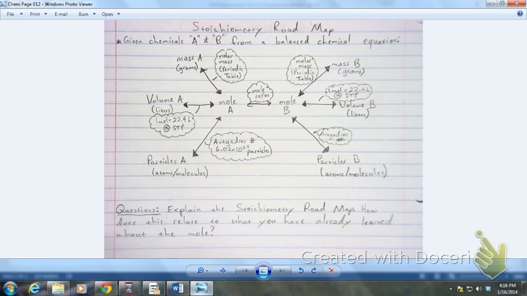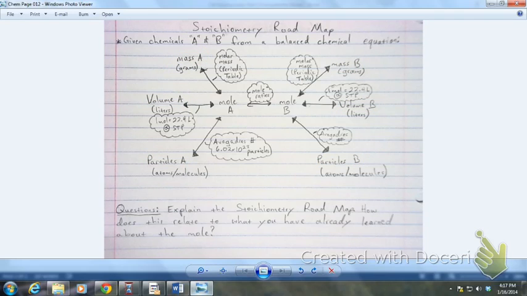Throughout this period, we'll be looking at this roadmap. So before we do any of the stoichiometry problems, I want to make sure that we thoroughly understand this roadmap. The way this roadmap works is it allows us to take any starting material. So if we're in mass, volume, particles, whatever we're starting with, we can convert it to mass, volume, or particles of another chemical. That's why on the left side we have chemical A, and on the right side we have chemical B.